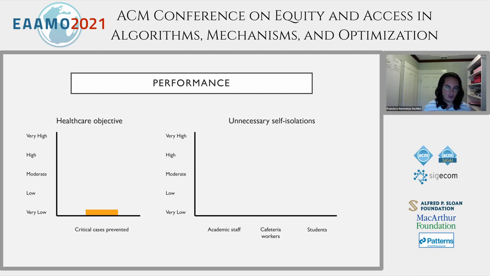So if we map the performance of this allocation, then we see that we don't catch very many cases, but at the same time, since we're performing tests of an individual size, we never have the scenario in which there's a healthy individual in a positive group test who is told to stay away from school unnecessarily.